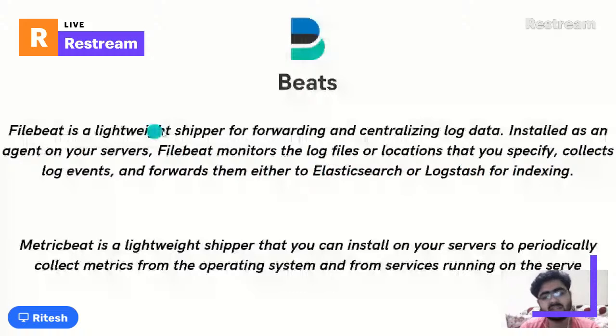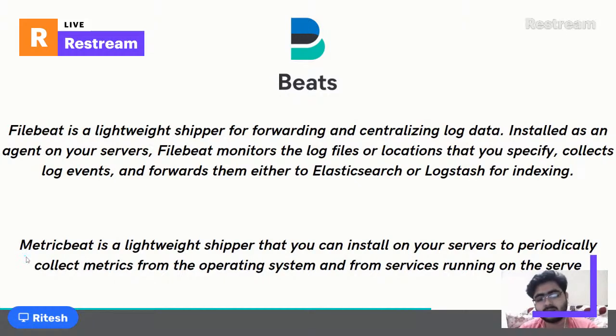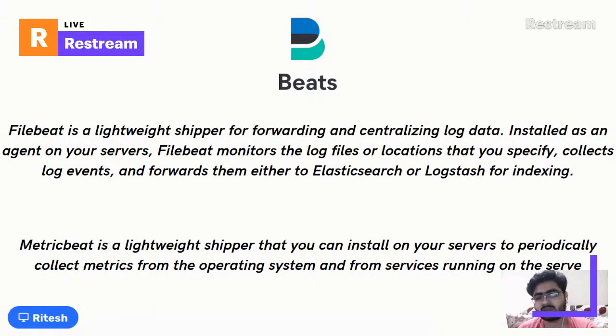Filebeat is majorly used to get centralized log data. This data can be from the different files which are running inside the container. When you want to get the data from files, you can easily use Filebeat. The other one here is Metricbeat. Metricbeat is also a lightweight shipper. You can use Metricbeat to collect metrics. Let's say you want to collect the Docker container metrics, its telemetry data. You can easily collect it using Metricbeat.